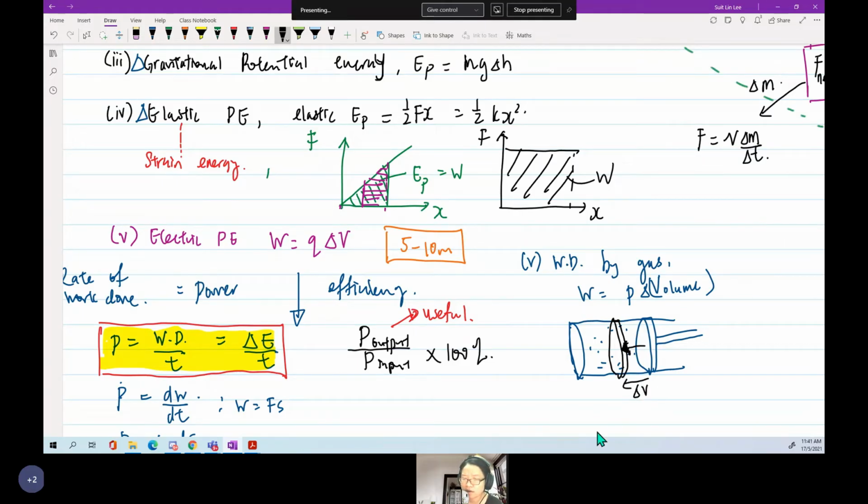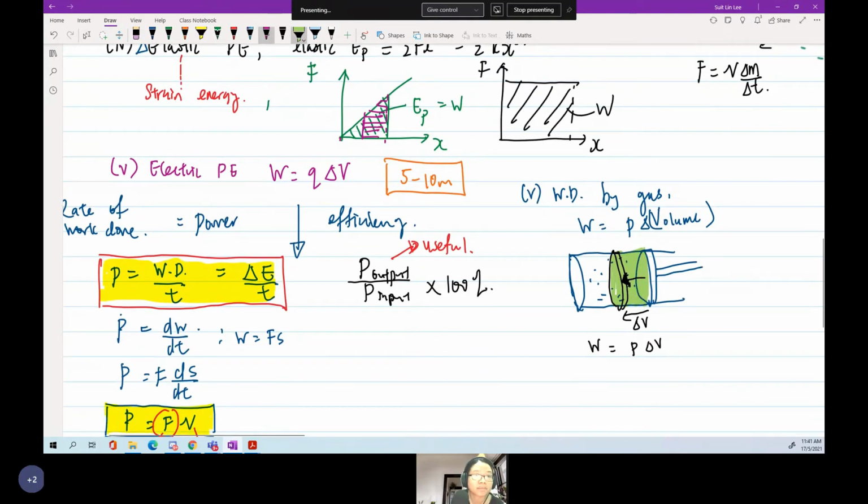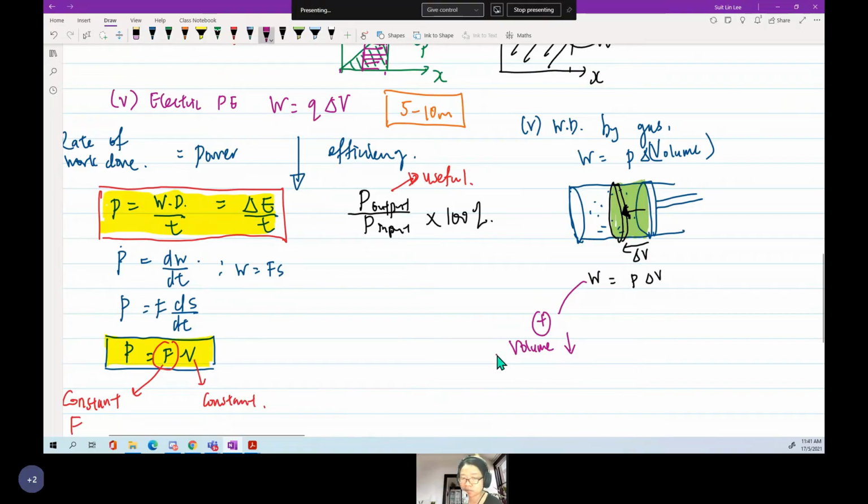So we're going to move here. Here to here is your delta V. So W is P delta V. This entire region, the green space that I'm shading, is being compressed. One footnote about work done by and on the gas: if W is positive, positive means volume decrease. You add energy to the system. You press in, you add energy to the system.